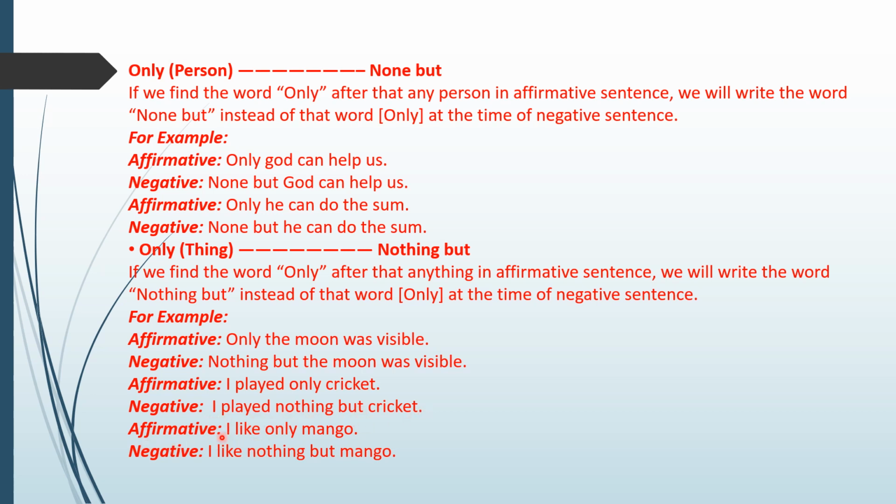The next example, I like only mango. So again, instead of only, you're going to write nothing but. Why? Because after only, there is a thing that follows. So when there is only and a thing that follows, then you are going to write nothing but. So the negative goes, I like nothing but mango. So remember children, if there is only and there is a person, then you will write none but. And if there is only and a thing in the affirmative, then in the negative you will write nothing but.